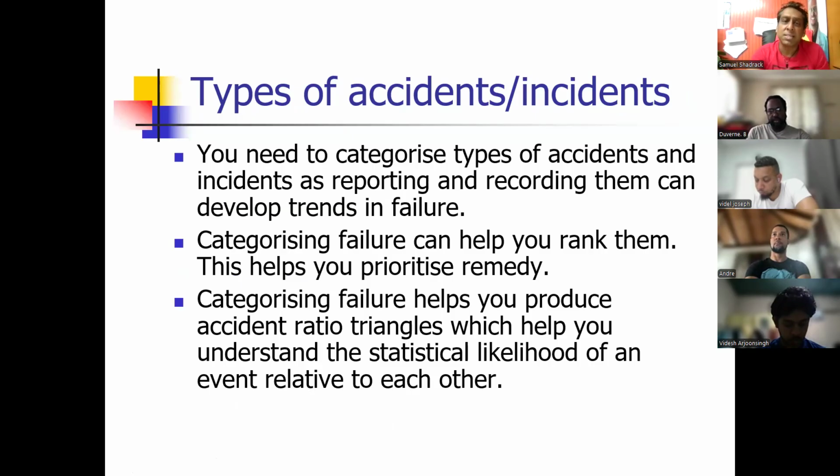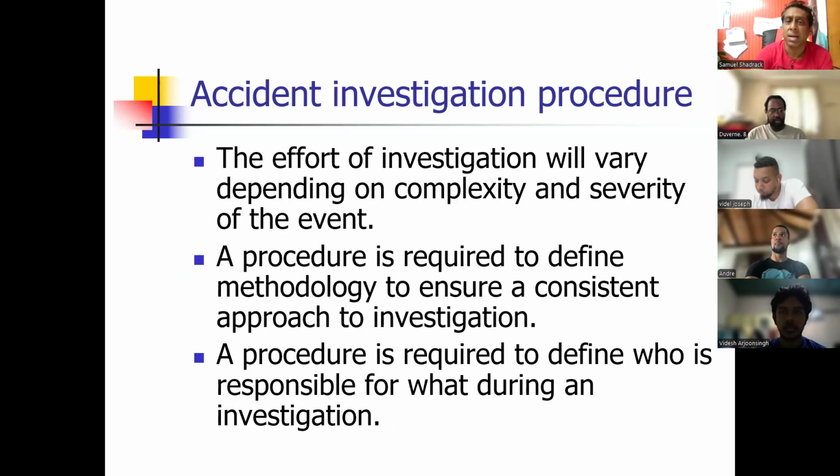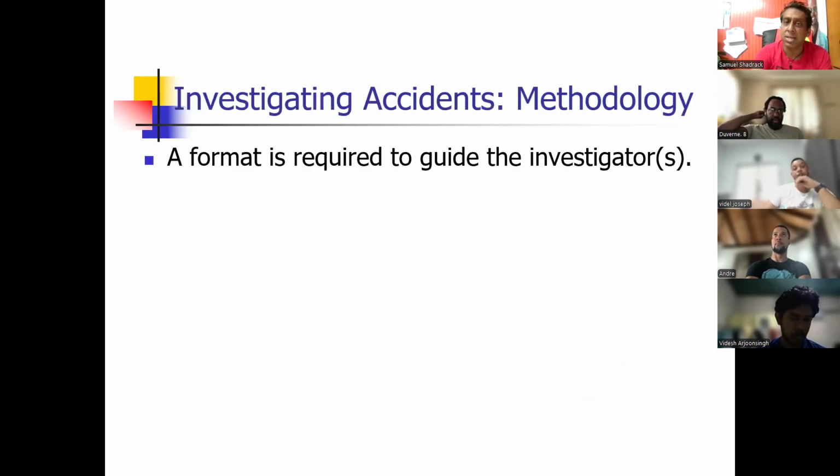So in terms of accidents and incidents, well, we saw this last week, right? The companies normally categorize them, like how many near misses you have, how many property damage, how many serious accidents, how many fatalities, right? So there's a reason for categorizing them, because you can actually focus on the more serious ones, right? So the effort of investigation would vary depending on the complexity and severity of the event. You need an accident investigation procedure, which will say who is responsible for what during the investigation.